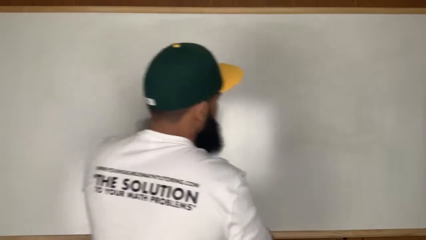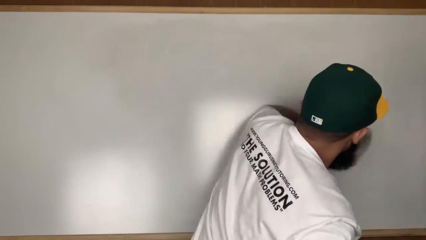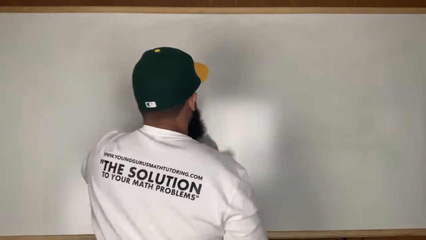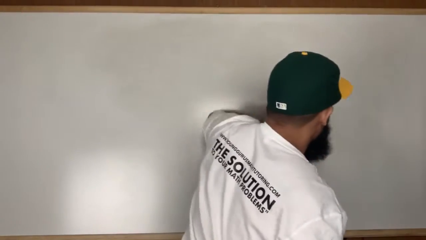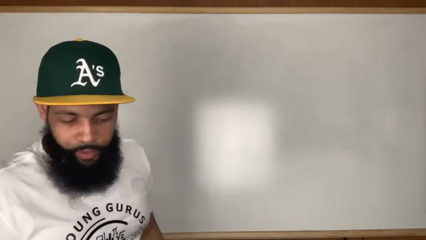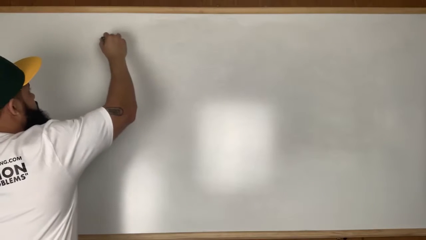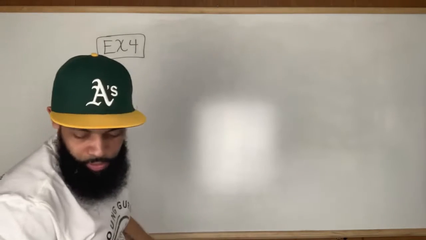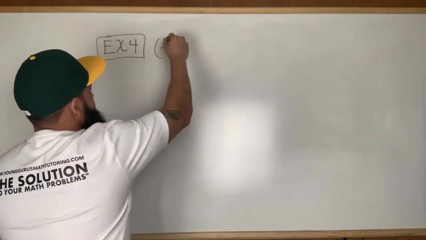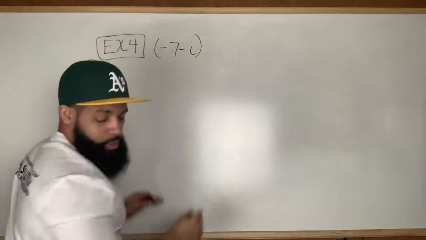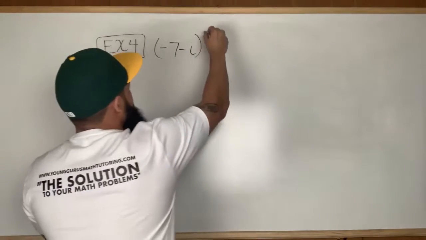Okay, so we're going to do this last example. Remember, we are multiplying complex numbers. And I know if you're watching this entire playlist, you're like, whoa, this is some heavy stuff. But hopefully it's good stuff. To me it is. Example 4. I'm going to do the same thing, but I'm going to use a different method. So I have negative 7 minus i times 3 plus 2i.